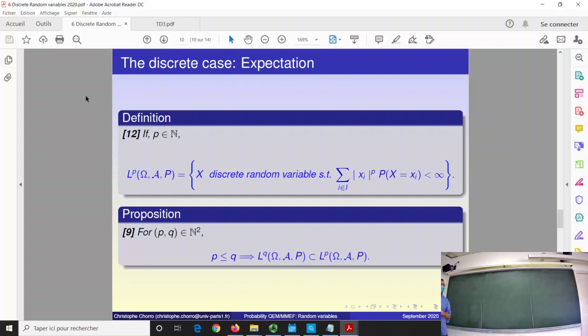So first of all, a little remark, because it's something that we are going to use in the proof of the proposition on the slide here. It's the following.